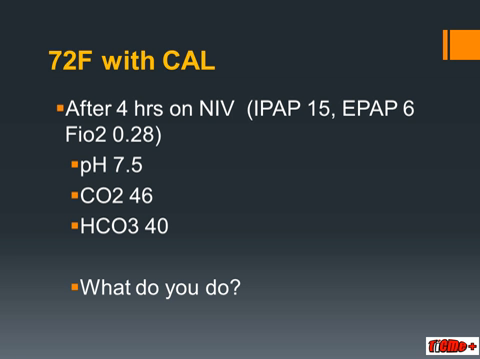Okay, so the final case, we've got a 72-year-old female with chronic obstructive pulmonary disease who's been on non-invasive ventilation for 4 hours. They're on the bi-level mode, IPAP is 15 and the EPAP is 6, and they're on a controlled FiO2 of only 0.28. You do another gas and the pH comes back at 7.5, the CO2 is 46 and the bicarbonate is 40. What's happened here? And what should you do about it?